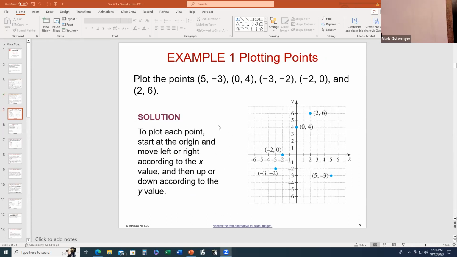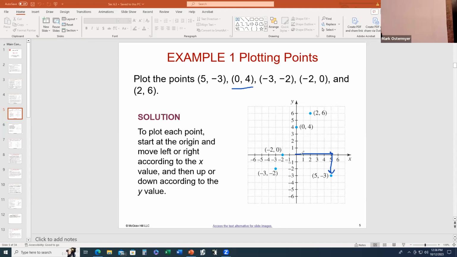All right, so let's have some fun and plot some other points here. (5, -3). Notice (5, -3) is found in the fourth quadrant. We start at the origin, we move 5 to the right on the x-axis, and we move down 3 units in the negative y direction parallel to the y-axis. And then we locate the point (5, -3).